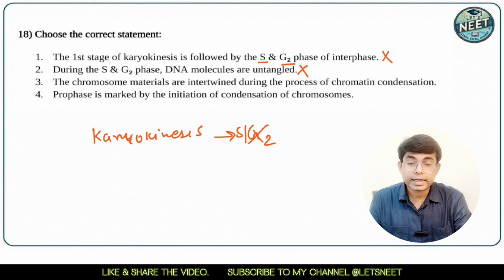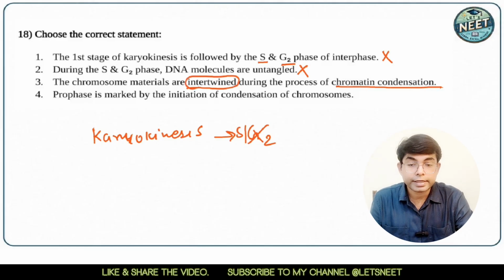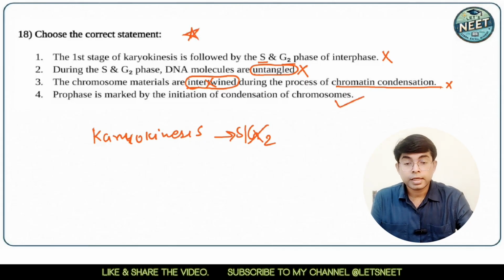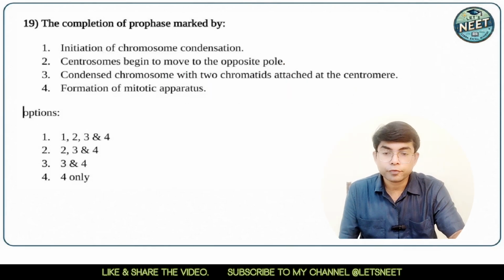The chromosome material is intertwined during the process of chromatin condensation. See, whenever there is chromatin condensation, the chromosome material gets untangled, not intertwined. So this is also wrong. Remember, two terms here are important: untangled and intertwined. Prophase is marked by the initiation of condensation of chromosomes. So this is a correct statement. This is a very important question. Just go through it.